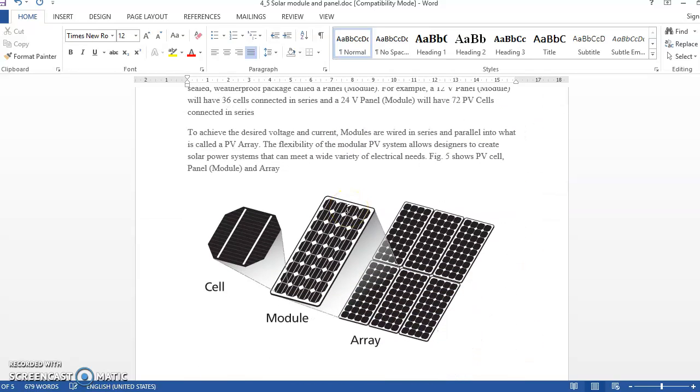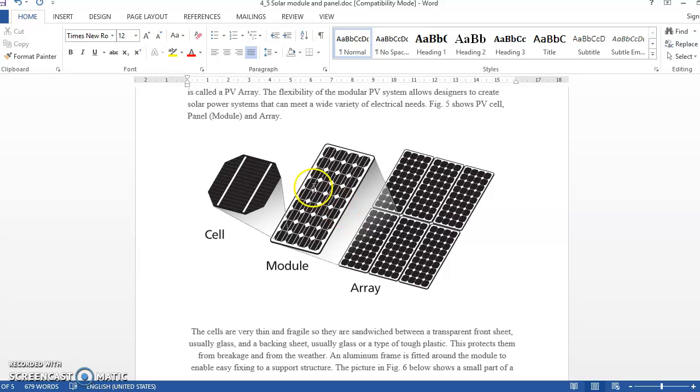Now let me see the difference between cell, module, and array. Single cell we have seen, module is nothing but a combination of many cells, and array is nothing but a combination of more modules. This difference they ask in a regular question: distinguish between cell, module, and array. After drawing this simple diagram, you just write 6 lines: 2 lines about cell, 2 lines about module, and 2 lines about array. And at the last line, you have to mention how you differentiate.